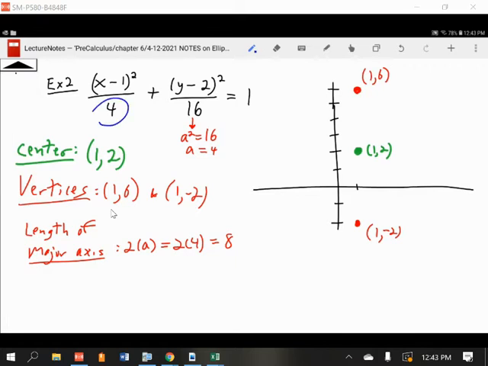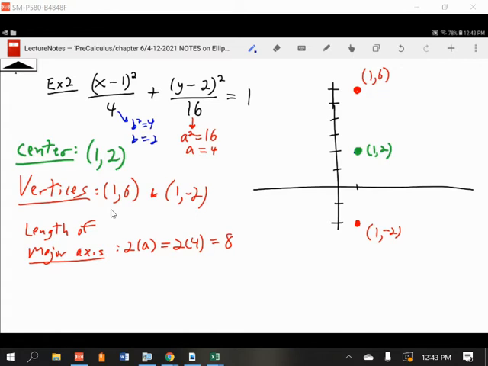Now, since 4 is smaller than 16, that means that 4 is b squared, which means b is 2. That's really messy. I'm going to try that again. I'm rushing because it's lunch. I hear all my friends going to lunch. b squared is 4, b is 2.